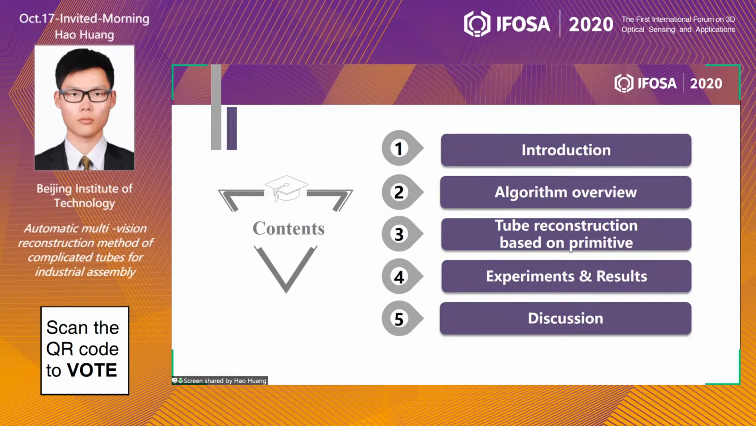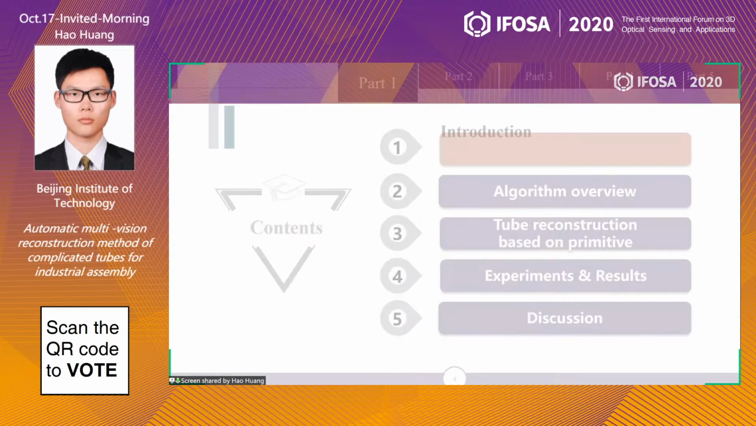My presentation includes 5 parts. Firstly, I will introduce the background of tube inspection, and the tubes mainly refer to those applied in industry products. Then the algorithm will be generalized. In the next part, I will describe the implementation process in detail. The last 2 parts are related to the experiments and discussion.